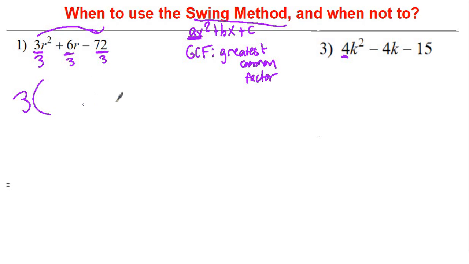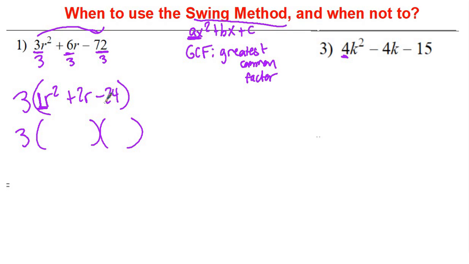So the way that we would do this is we would pull a 3 out in front. 3r squared divided by 3 is r squared. 6r divided by 3 is 2r. 72 divided by 3 is 24. And now we can do this problem like we've done before. You can see that now the number in front of this squared is just 1. So we don't actually need to use the swing method.